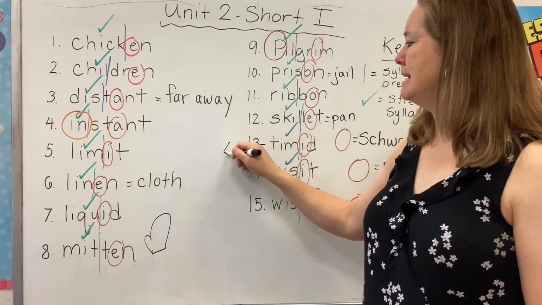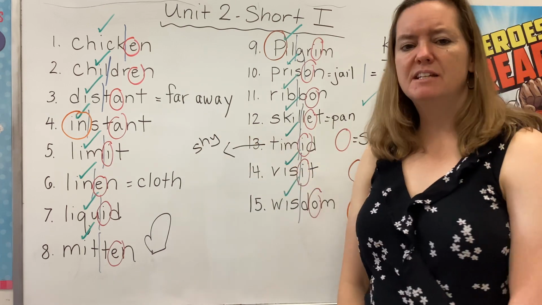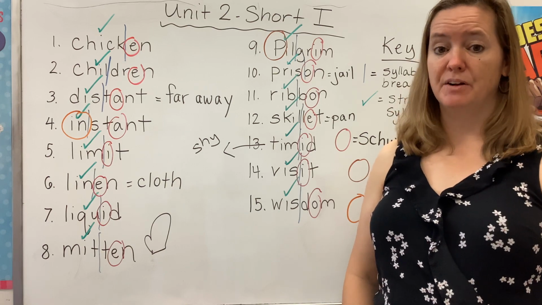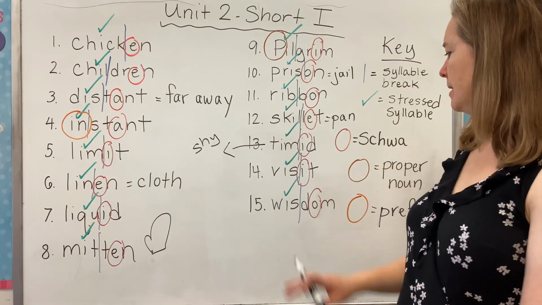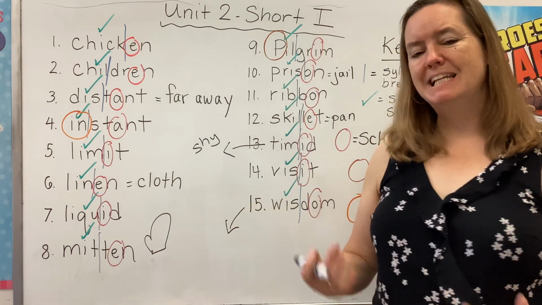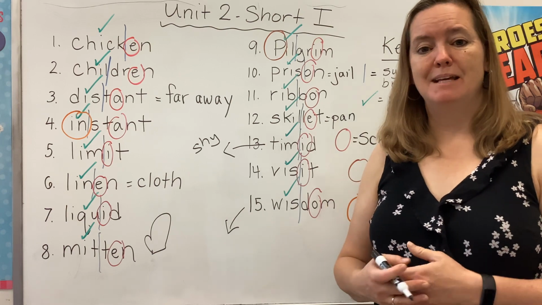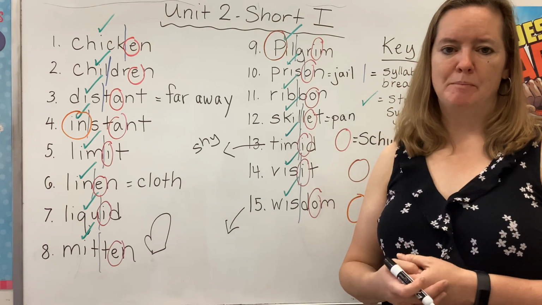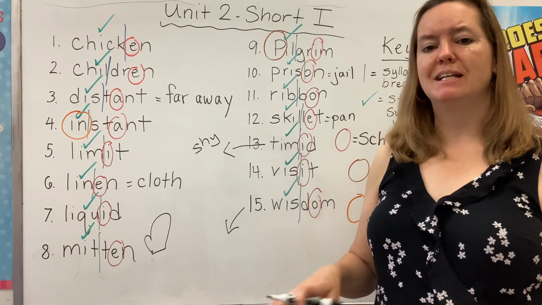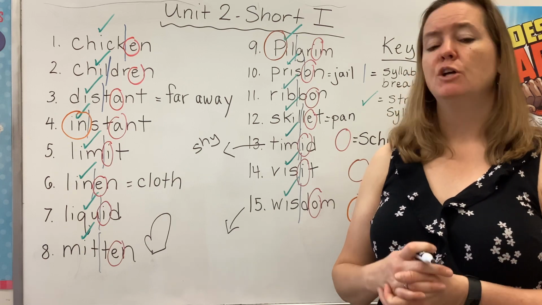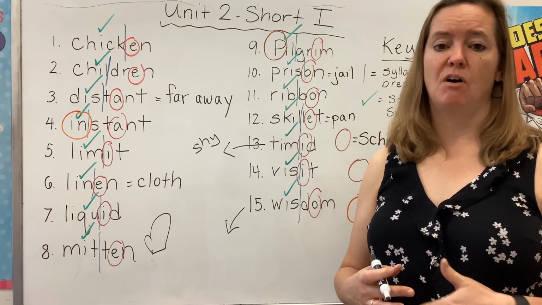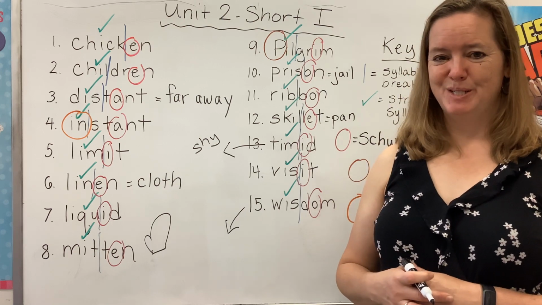If somebody's timid, that means they're shy, right? They might speak in a very soft voice. They might be nervous about raising their hand. They are timid. Visit, I think you know. And wisdom, that's a noun, and it means that you're wise. It means that you show smart behaviors. Usually we think about wisdom as a type of intelligence or smartness that comes with age and experience. So your grandparents probably possess wisdom. They are very wise because of all their life lessons that they've learned.